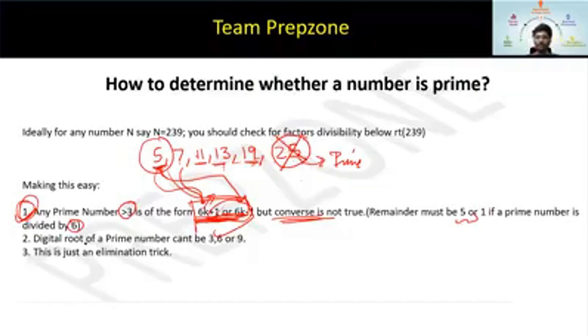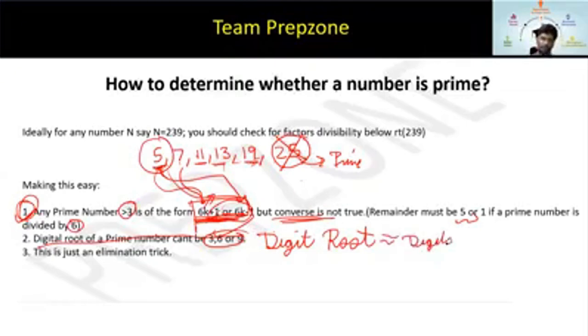Second is, the digital root of a prime number can't be 3, 6 or 9. Anyone aware of what is digital root? We also term it as digital sum. What is digital sum? It is the sum of digits, taken till a single digit. Let's take the number 583.